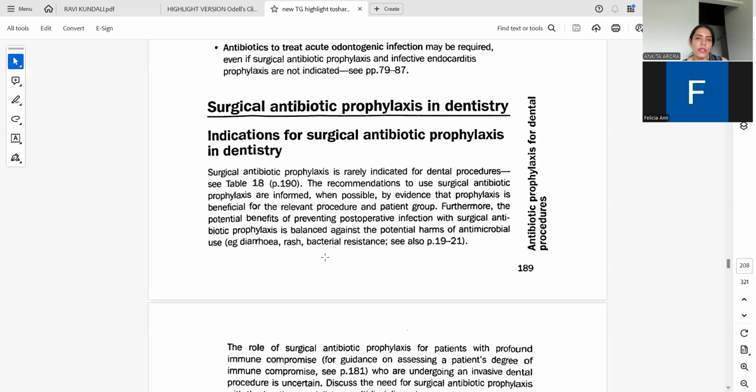Then we move on to surgical antibiotic prophylaxis in dentistry. It's rarely indicated. The recommendations to use surgical antibiotic prophylaxis are informed, when possible, by evidence that prophylaxis is beneficial for the relevant procedure and patient group. Further, the potential benefits of preventing post-op infection with surgical antibiotic prophylaxis are balanced against the potential harms of antimicrobial use, which are diarrhea, rash, and bacterial resistance.